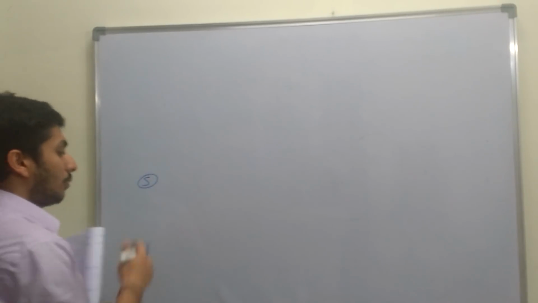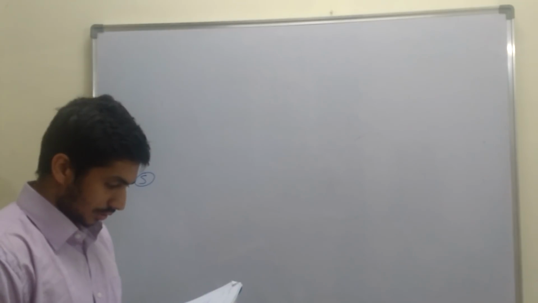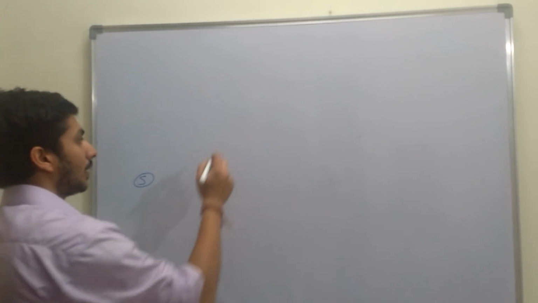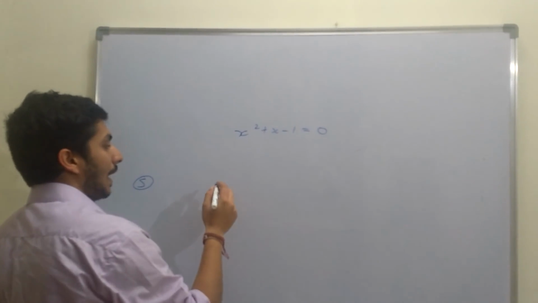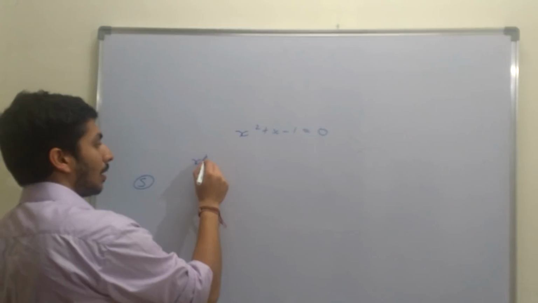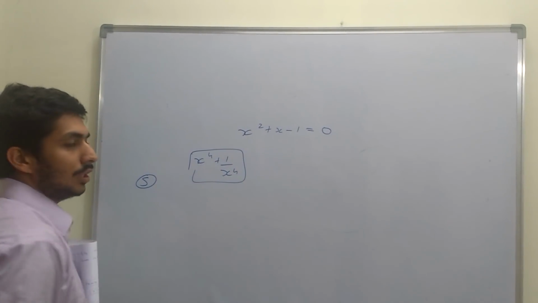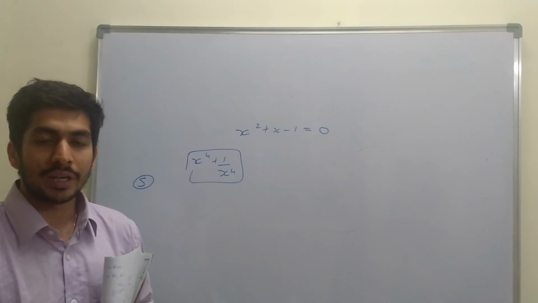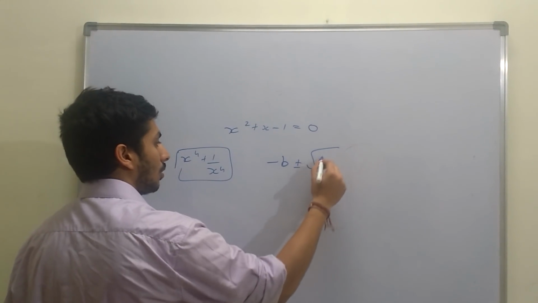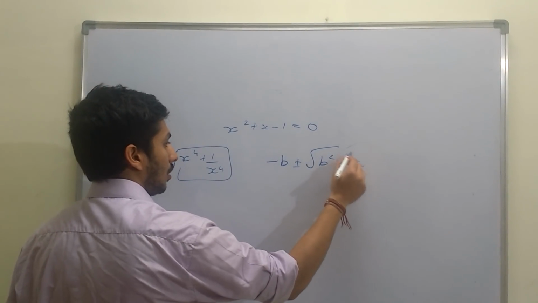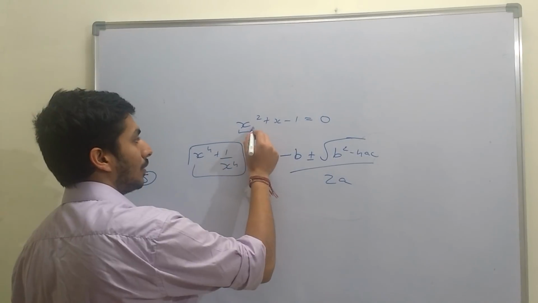Alright, so the next question that we can discuss is, sine and cos we discussed. Okay, x square plus x minus 1. So x square plus x minus 1 equal to 0 was given to us, and they told us to find the value of x to the power 4 plus 1 upon x to the power 4. So the simplest way to solve this is using roots of a quadratic equation. Roots of a quadratic equation is minus b plus minus under root b square minus 4ac upon 2a.